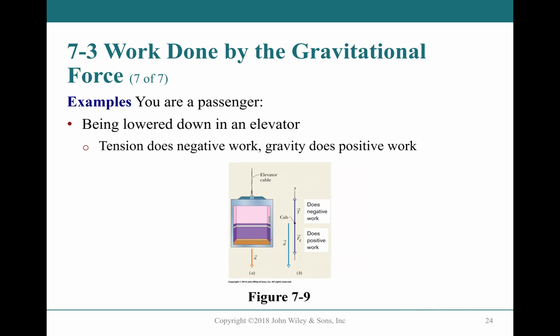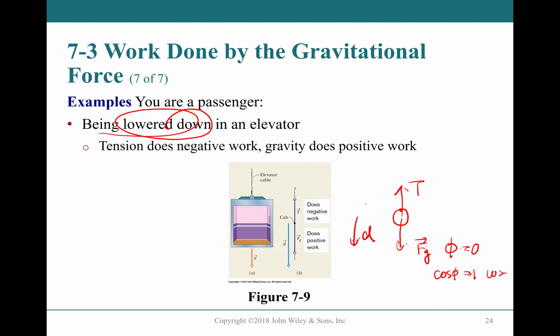And also, we have an elevator. If you are going to be very careful, it's being lowered down. This is your displacement. So here, you have tension and you have gravitational force, right? The gravitational force and the displacement are in the same direction. So phi equals 0, and then cosine phi equals 1. So the work is positive for gravitational force. But for tension, phi is 180, and cosine 180 equals -1, so the work is negative. So you can see here how the work is being done on the objects.